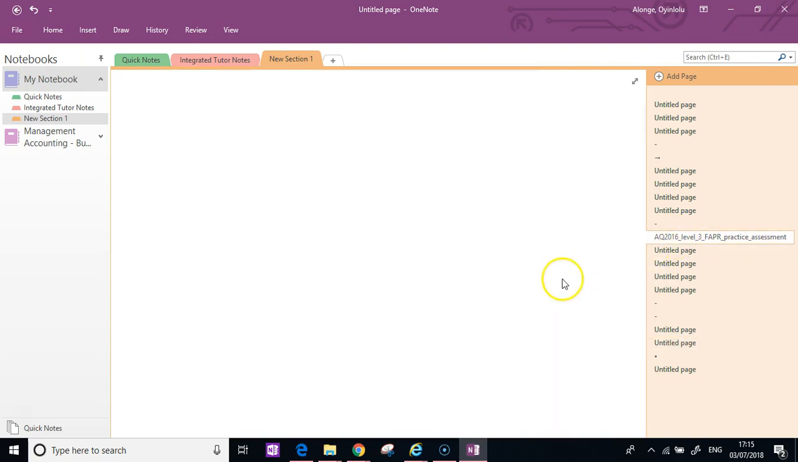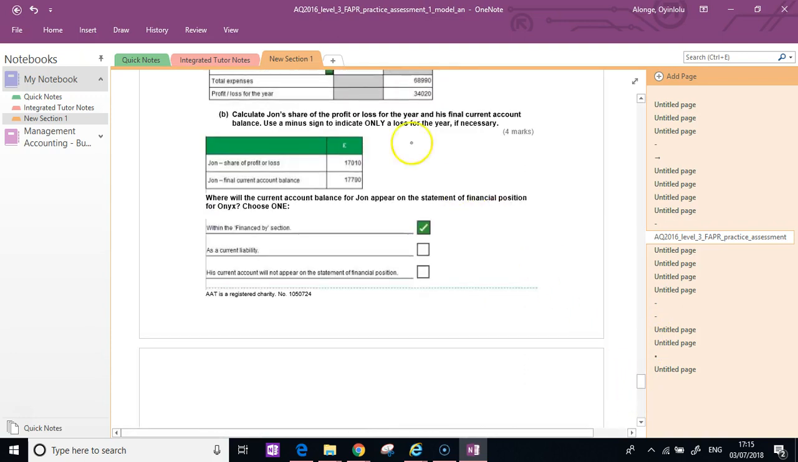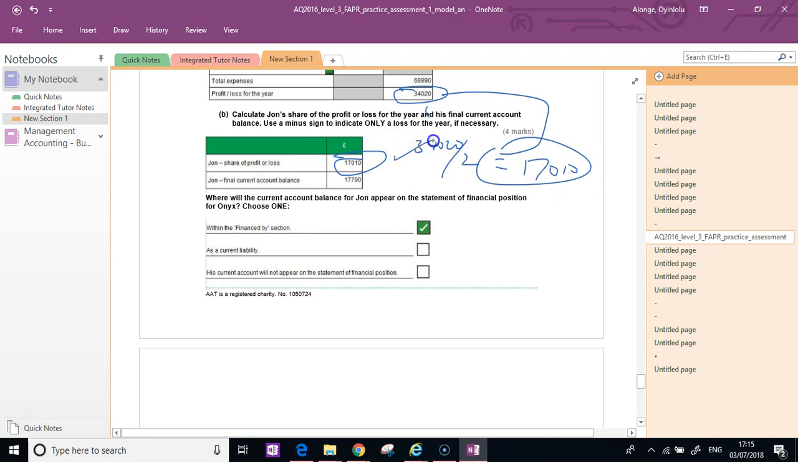Right, so let's just look. Let me jump to the answers. Right. That's everything going in there using the minus signs. So you have profit for the year 34020, and they ask you for John's share of profit or loss. So his share of profit or loss would be this 34020 divided by 2, and that's 17010. Yeah, that's what that is.